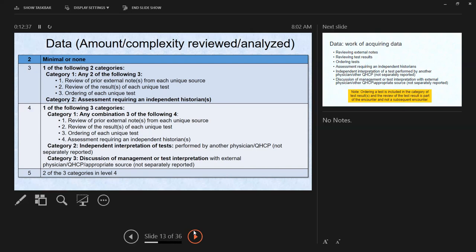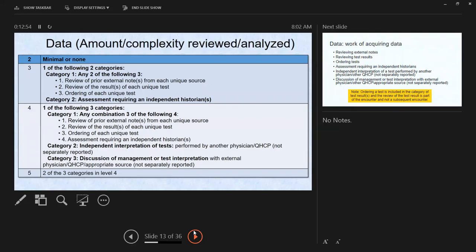To get to a level 4, you have to hit one of the following 3 categories. Category 1 is 3 points between reviewing old notes or outside notes, reviewing outside results, ordering a test, or assessment requiring an independent historian. Category 1.